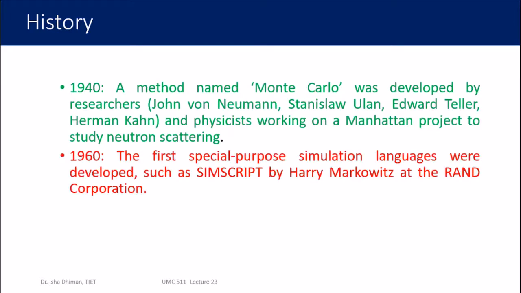In 1960, the first special purpose simulation languages were developed, such as SimScript at the RAND Corporation. This RAND is basically short for random. The short form is RAND. You might already be familiar with this command, but basically it's just another era of simulation languages that started with this.